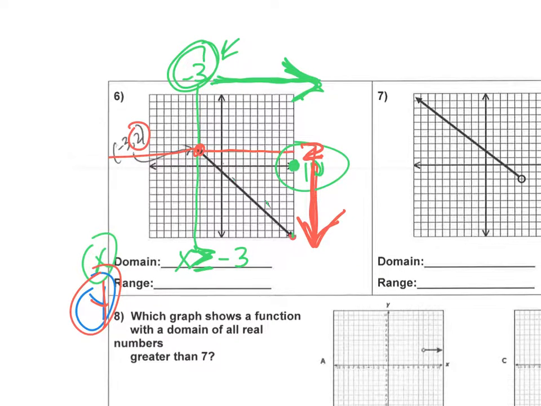The other way to look at it is pick a point. That's at 10, -10. And I can see that that y value is less than 2. So y has to be less than or equal to 2. So there's a couple of ways to look at it.